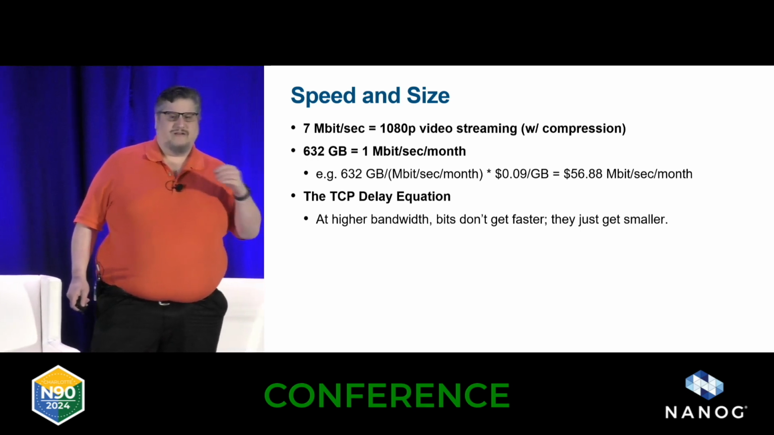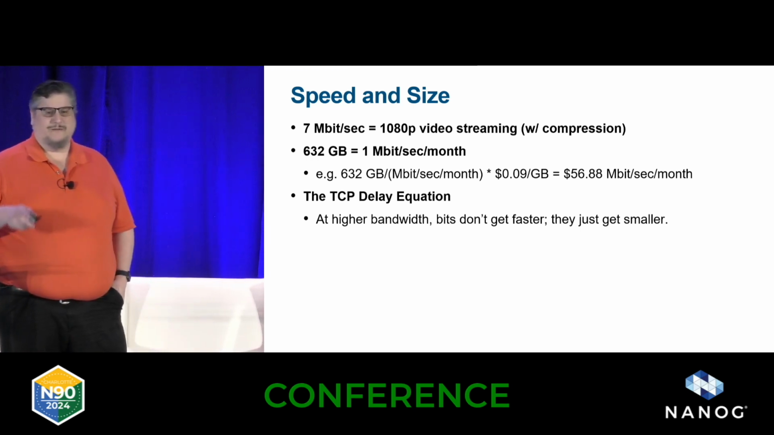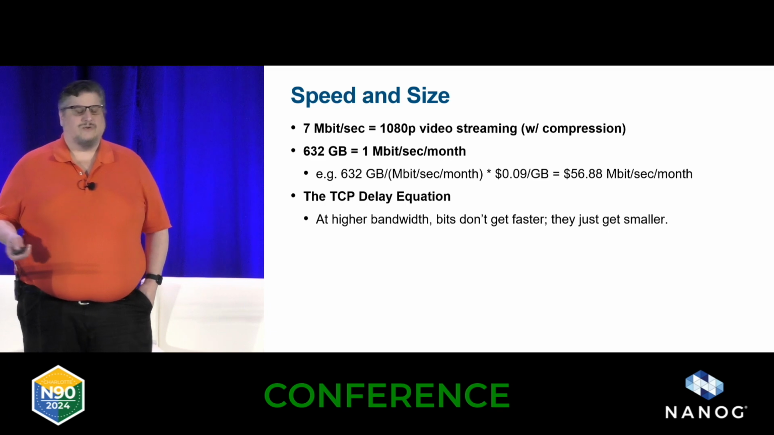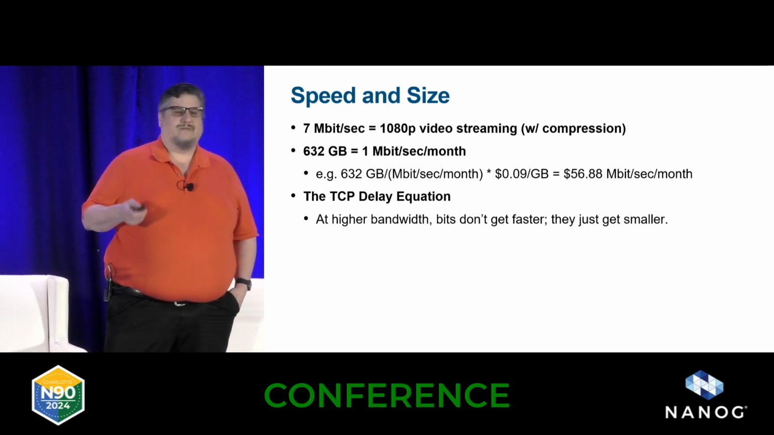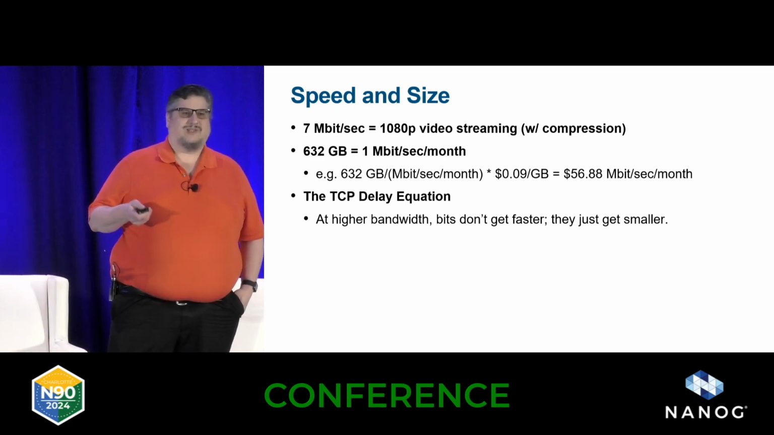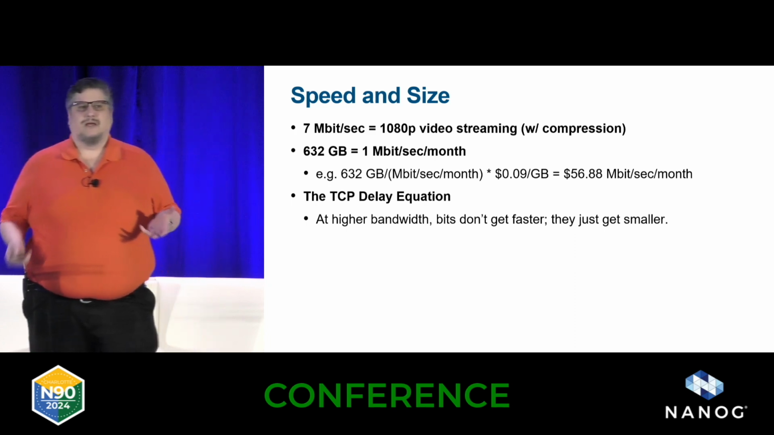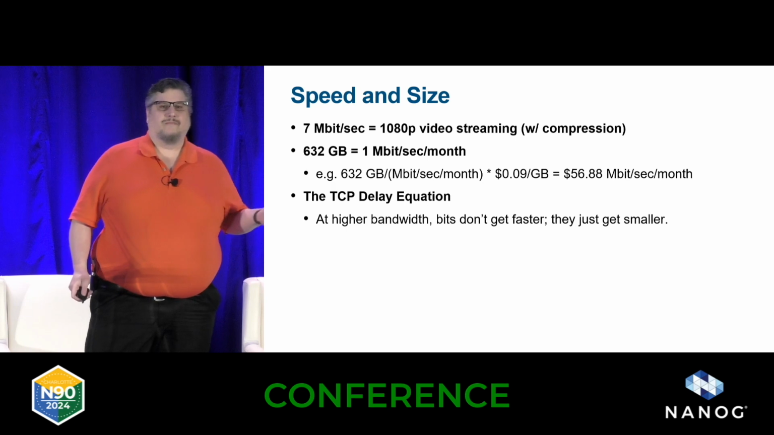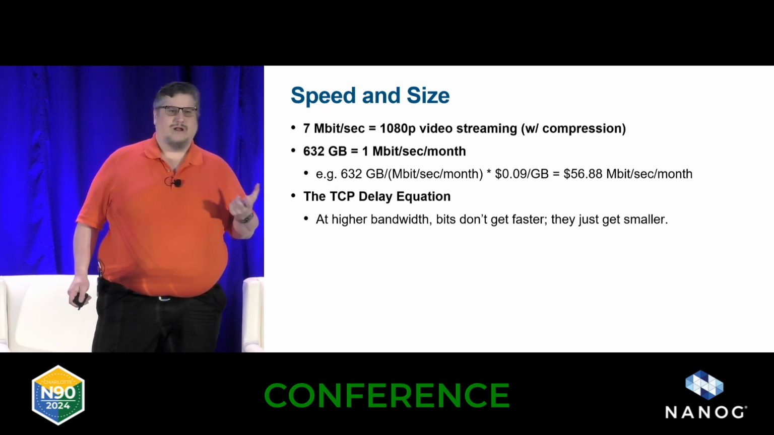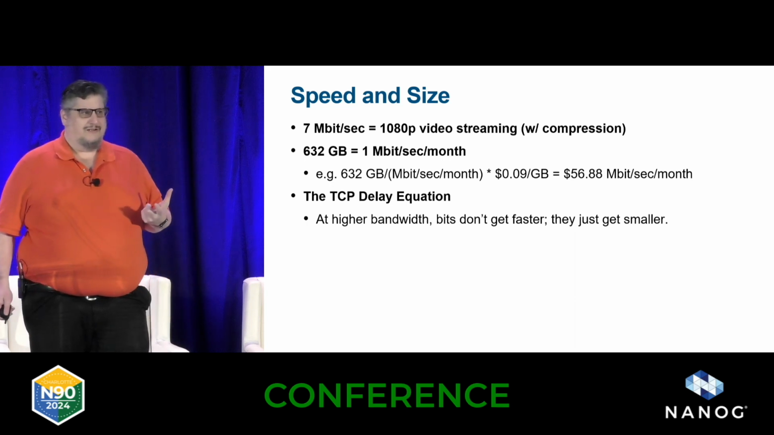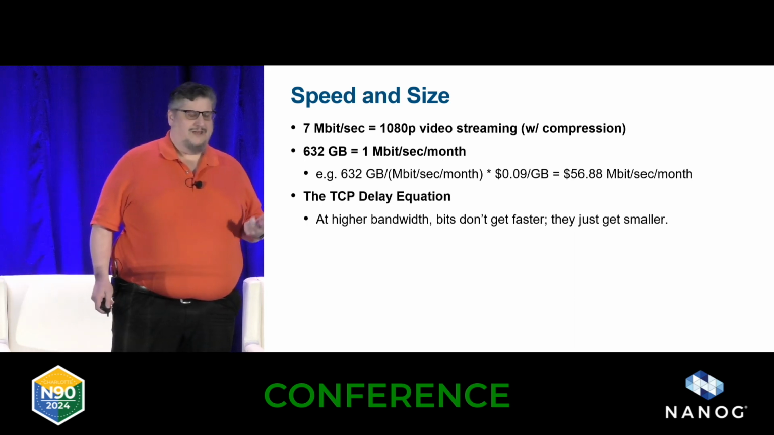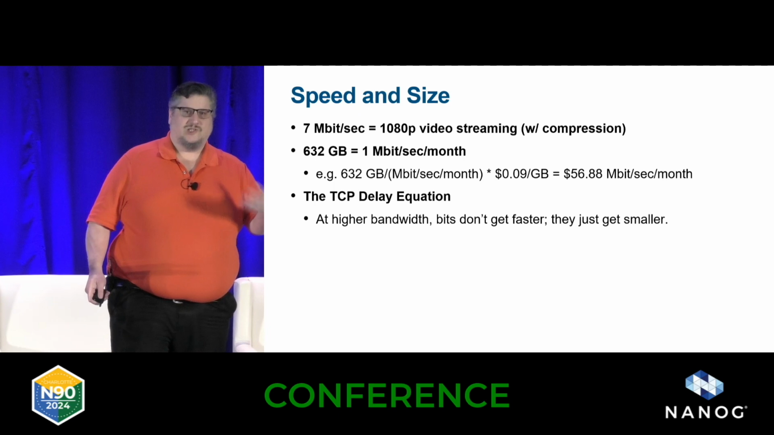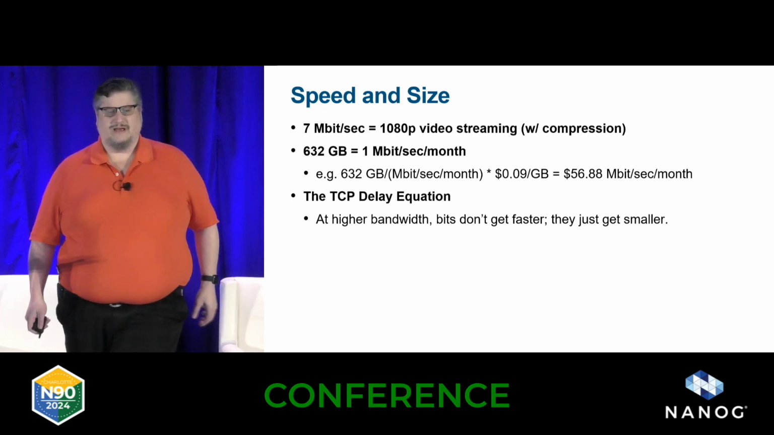So keep that number in your head for a second. We're going to get to that in a second. Another one that I like using, 632 gigabytes. That's a pretty random number. But what it is, it's about 1 megabit per second per month. That is, if you were running data at 1 megabit per second constant over a line for a month, you transfer, give or take, depending on the size of the month, 632 gigabytes.